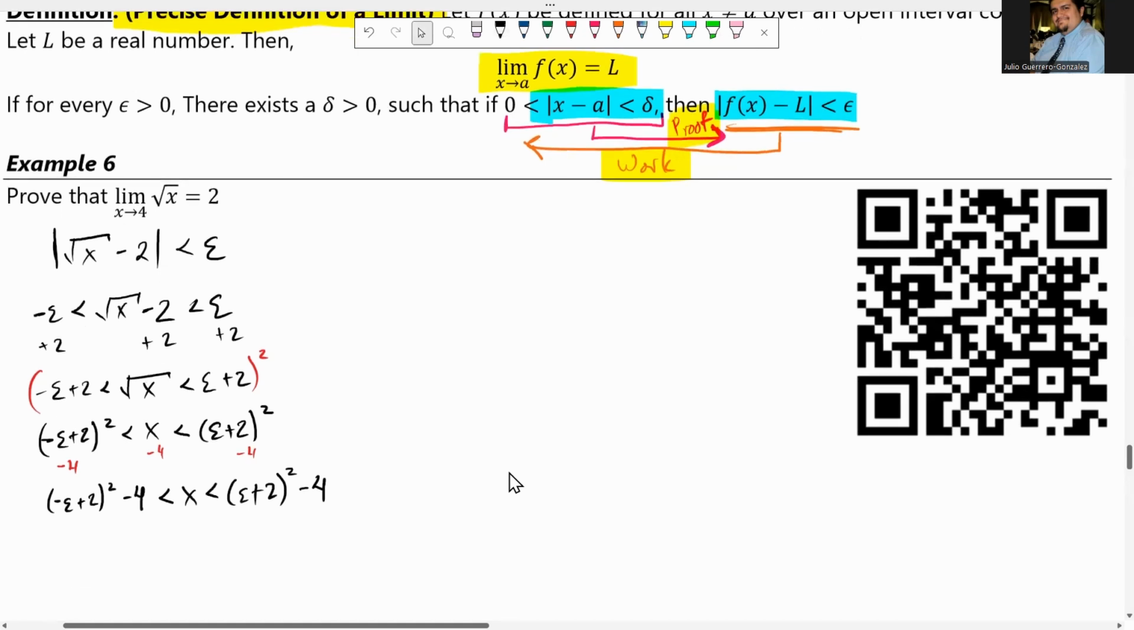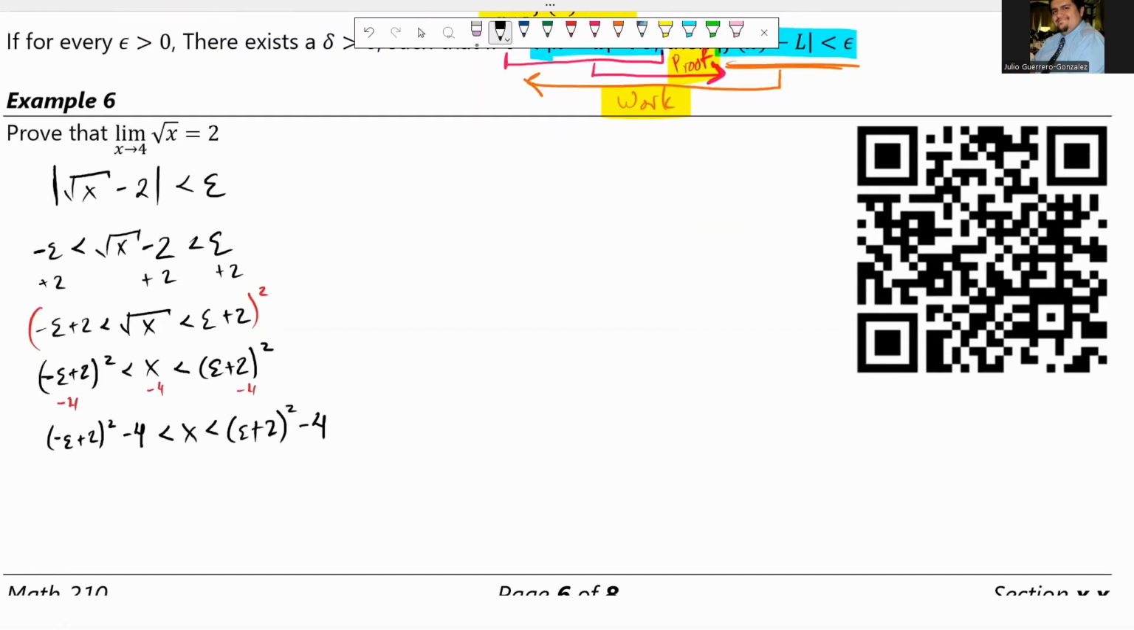So now, this means what we get here is the delta. It's the minimum of these two values: minus epsilon plus 2 squared minus 4, and epsilon plus 2 squared minus 4. It has to be less than at least one of those two deltas, and we solved it out to get those two numbers in particular.